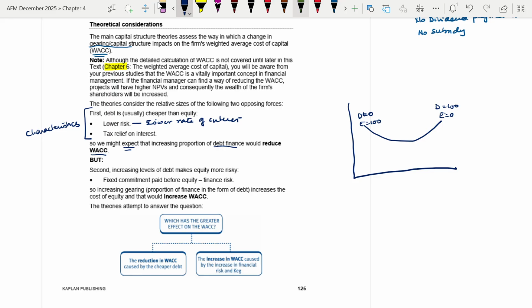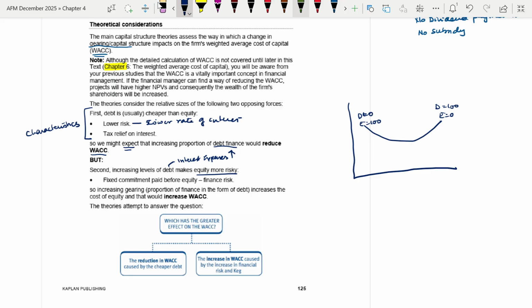Second, increasing the level of debt makes equity more risky. See, when you increase the level of debt, there is a fixed commitment to be paid before equity. When you increase the debt, automatically what will happen? Your interest expenses will increase. Simple concept, simple language, simple understanding makes things very easy.